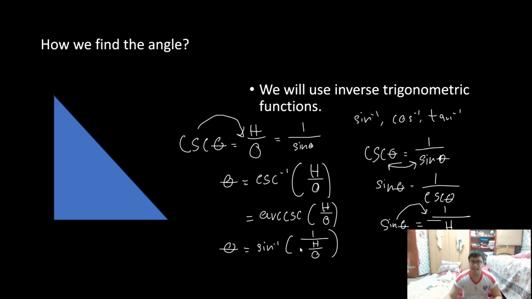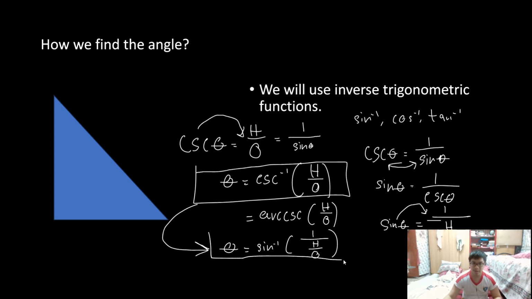Basically, if you want to find arc cosecant, and you don't have, let's just say, a button in your scientific calculator to find arc cosecant, just use this one instead. So, arc cosecant of H all over O is just the same as arc sine of 1 all over H all over O. They're just the same.